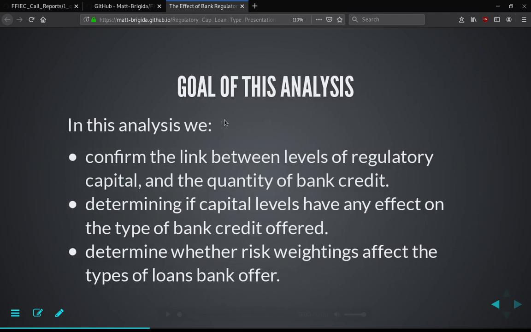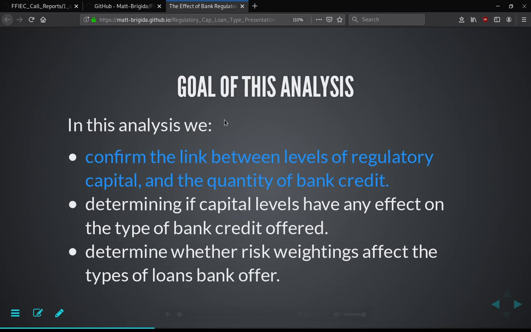So the goal of this analysis: first, we'd like to confirm the link between levels of regulatory capital and the quantity of bank credit. So what we're going to test here is if you increase regulatory capital, will banks lend more? Meaning if they have higher levels of regulatory capital, they can lend more. They have the ability to, but it's not clear that they actually will. There are some reasons why a bank may not originate more of these loans. One colleague of mine said, well, if banks have excess capital, they may just buy treasuries. They mean a loan to the treasury.